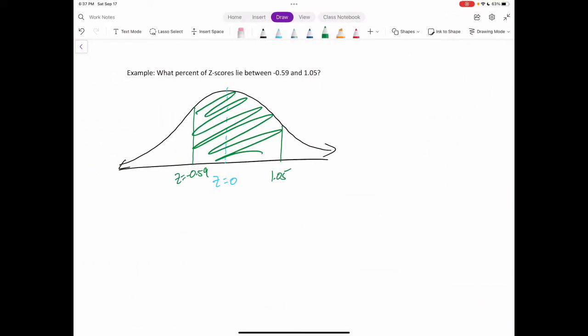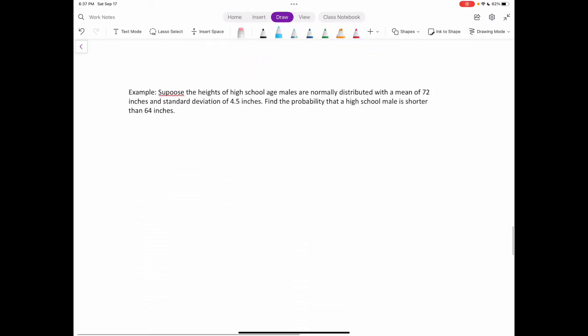All right, so let's use our notation here. So the probability that our z-score is between a negative 0.59 and a 1.05, we just said that that equals 0.576. So there's a 57.6% chance that we get a z-score that's between those two values. All right, just a few more examples here.